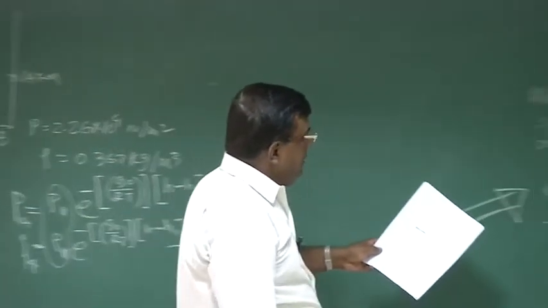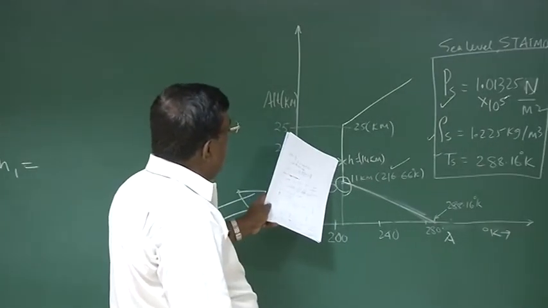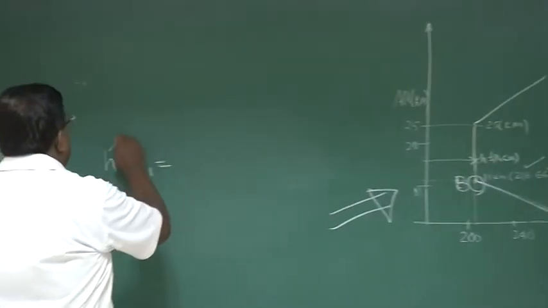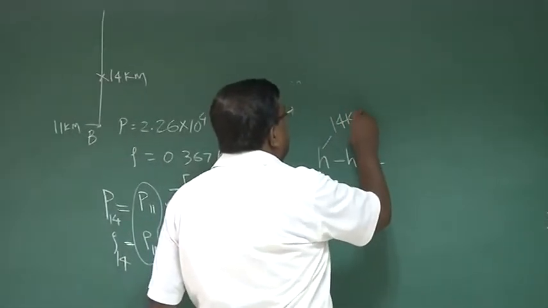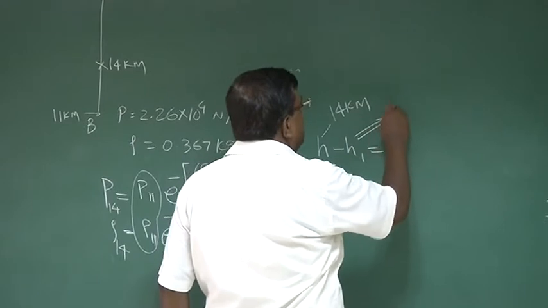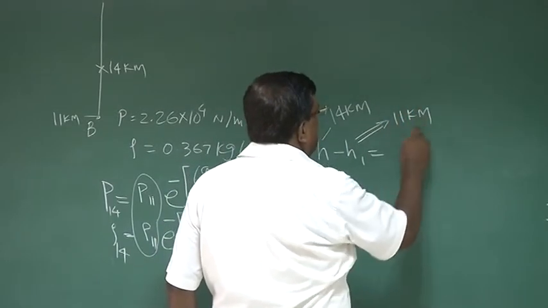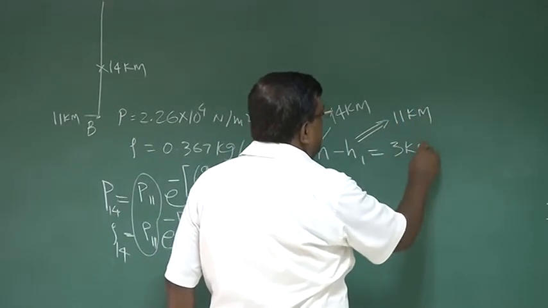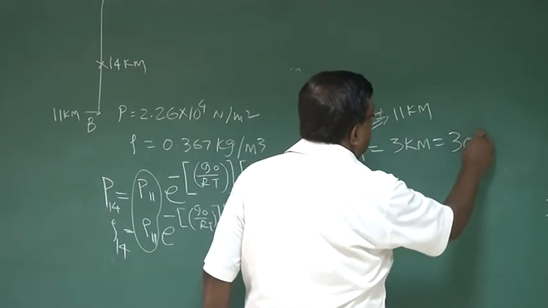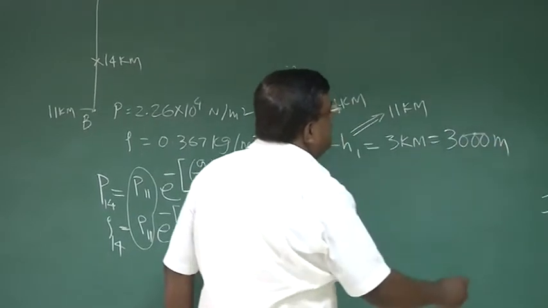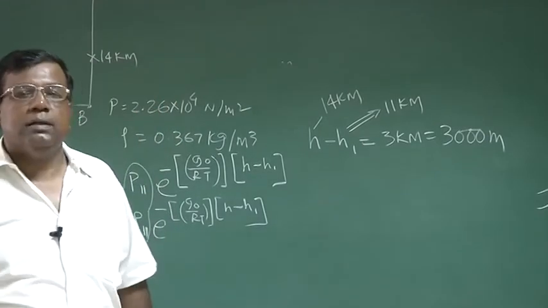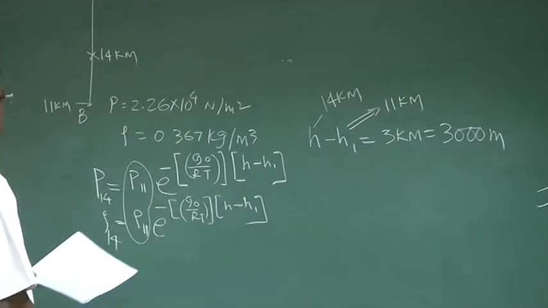H minus H1 means from here to here, H is 14 kilometer. What is H1? H1 is 11 kilometer. So this difference is 3 kilometer, and to be consistent, this unit is 3000 meter. Okay. Now simply substitute here.